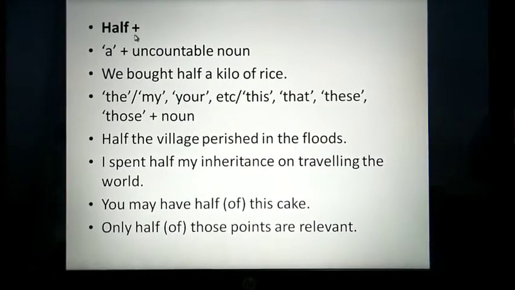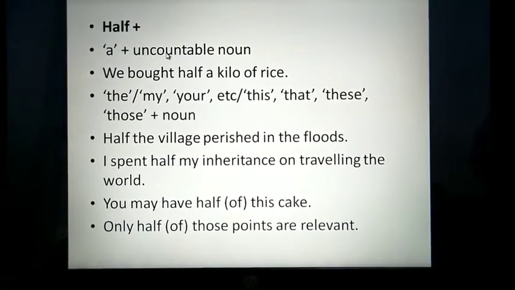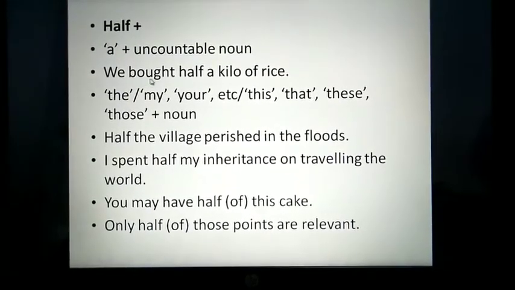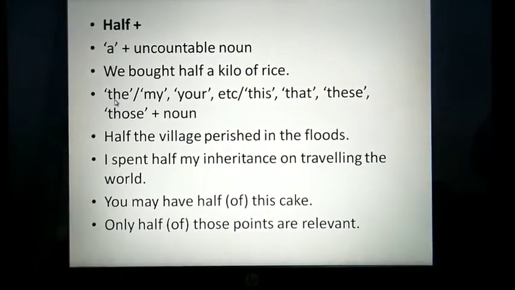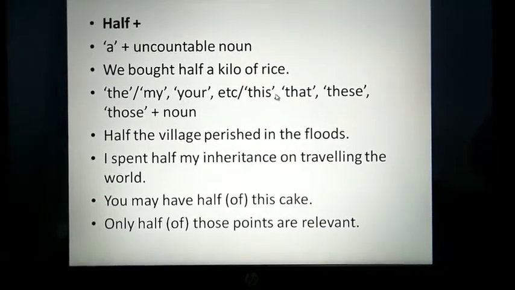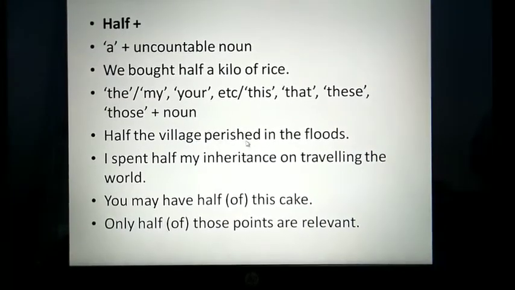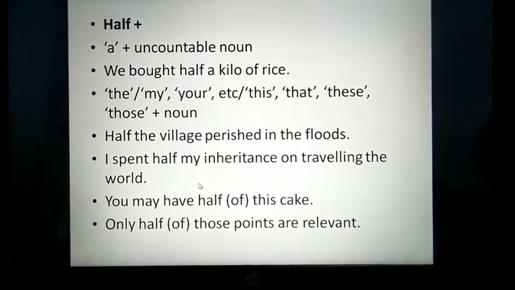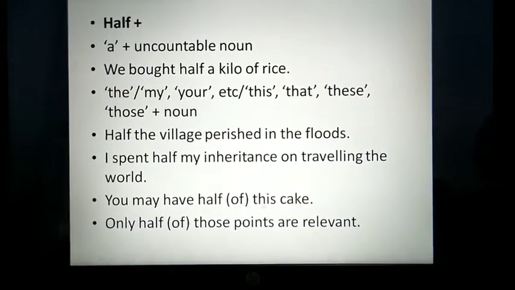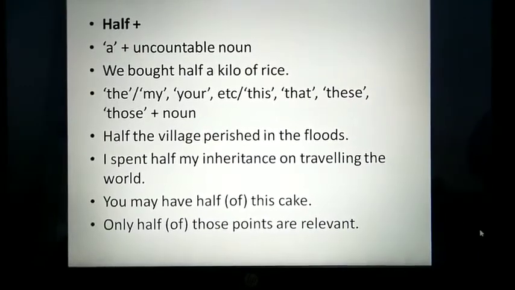Half. Half is used along with the indefinite article a followed by an uncountable noun, like we bought half a kilo of rice. Also with the, my, your, or this, that, these, those, like half the village perished in the floods. Another example, I spent half my inheritance on traveling the world. You may have half of this cake, or only half of those points are relevant.